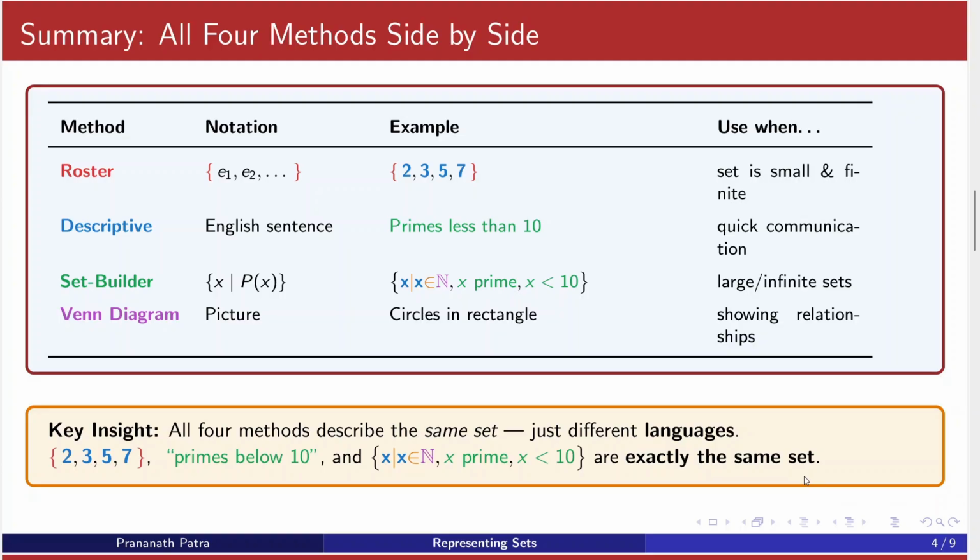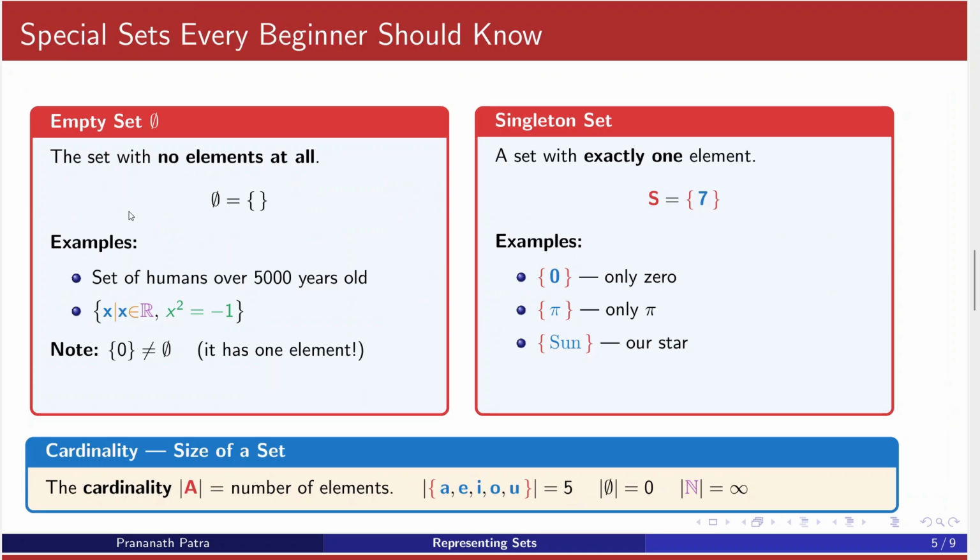Before we move on to some practice, there are 2 special sets and 1 important concept that every beginner should know. The first is called the empty set. Just as the name implies, this is a set with absolutely no elements inside it at all. We represent it with a special symbol, a circle with a diagonal slash through it. You can also write it simply as a pair of empty curly braces.